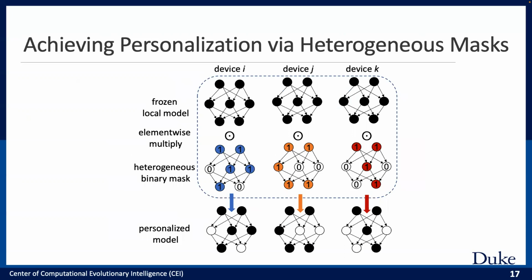So the result is like this. You have a frozen local model that has a lot of parameters, but remember only part of these parameters will be useful to every single client, and the useful parameters are filtered out by the heterogeneous binary mask trained by this process. Then if you apply the mask on top, you get the personalized model and deploy it to the different devices.